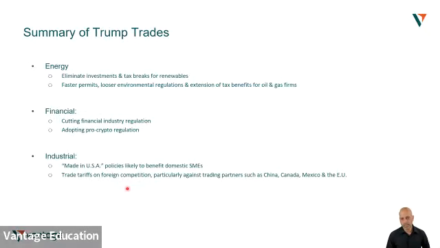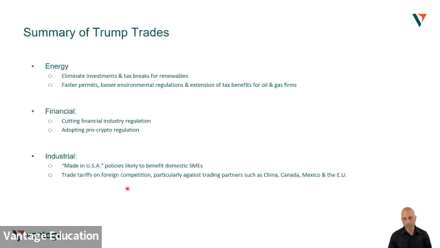Now, for the financial sector, looking at his first presidential term, he has always been in favor of deregulating the industry. So once again, we can expect further cutting of financial industry regulation, and he's also very pro crypto. So we can also expect this administration to be more favorable towards cryptocurrencies, but specifically Bitcoin. And for the industrial sector, his made in USA policies are likely to benefit domestic SMEs.